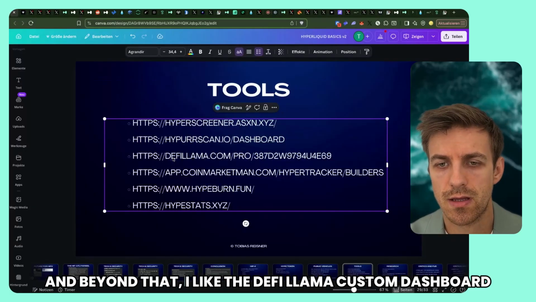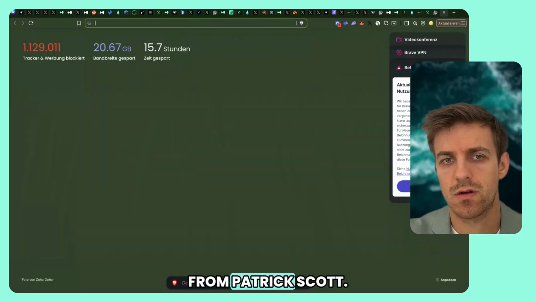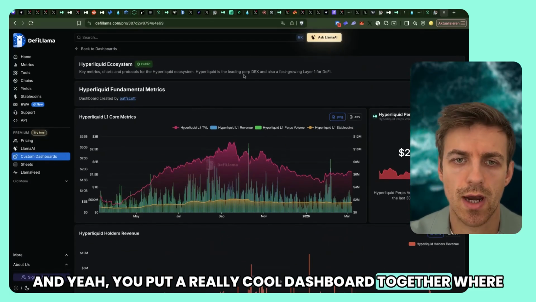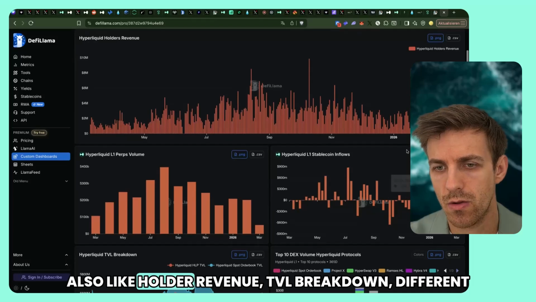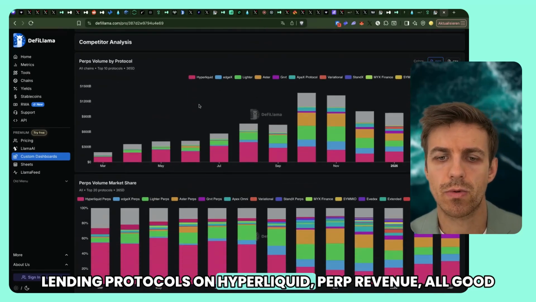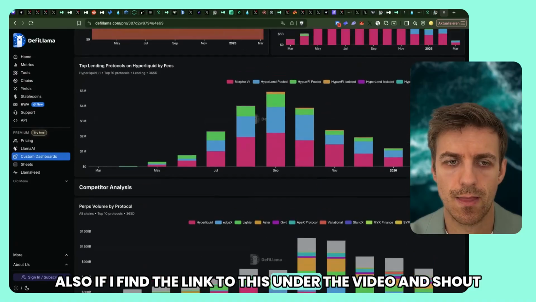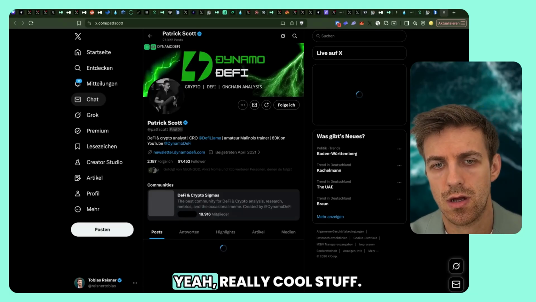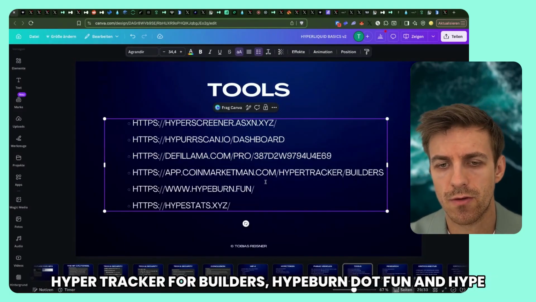And beyond that, I like the Diva Llama custom dashboard from Patrick Scott. He put a really cool dashboard together where you can see all the core mechanics and metrics, but also holder revenue, TVL breakdown, different lending protocols on Hyperliquid, perp revenue, all good stuff. I'll put the link to this under the video, and shout out to Patrick for putting this together. Really cool stuff.